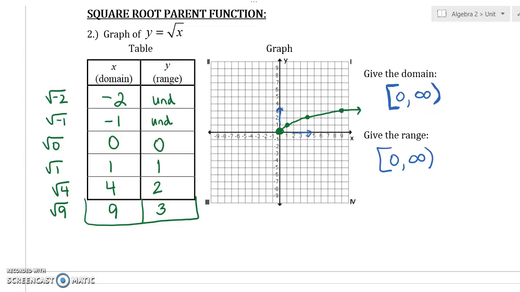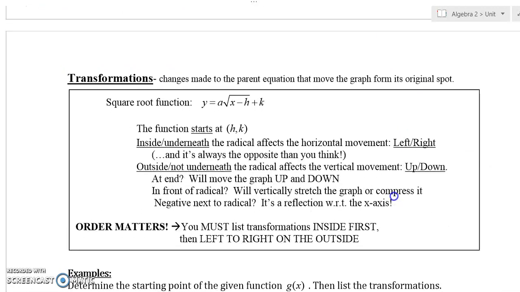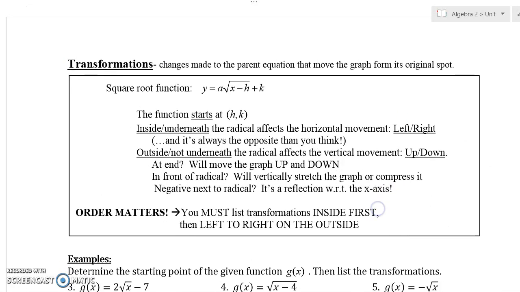Alright? So that's our parent graph, and we're going to kind of do some transformations to this parent graph. So let's keep going. Now remember that transformations just manipulate the graph. Alright? For example, we know that the starting point is going to come from the opposite of what we see. So I see a negative 8, so it's h.